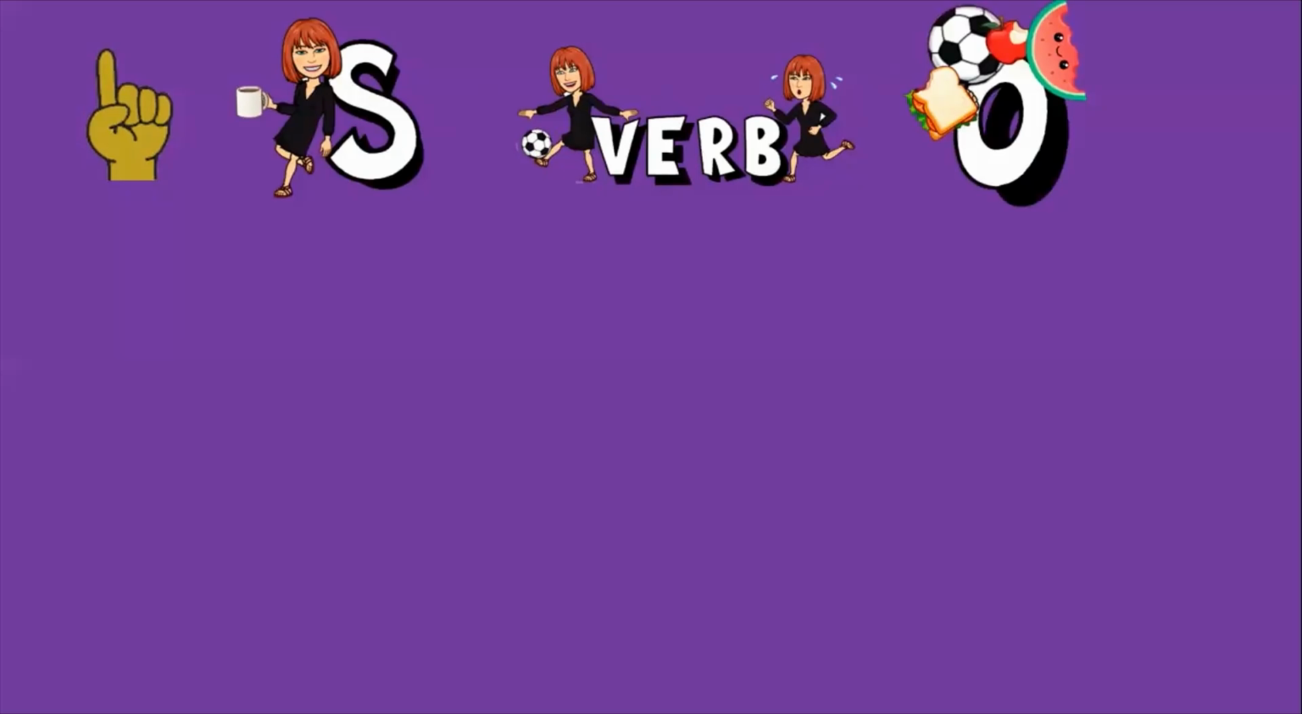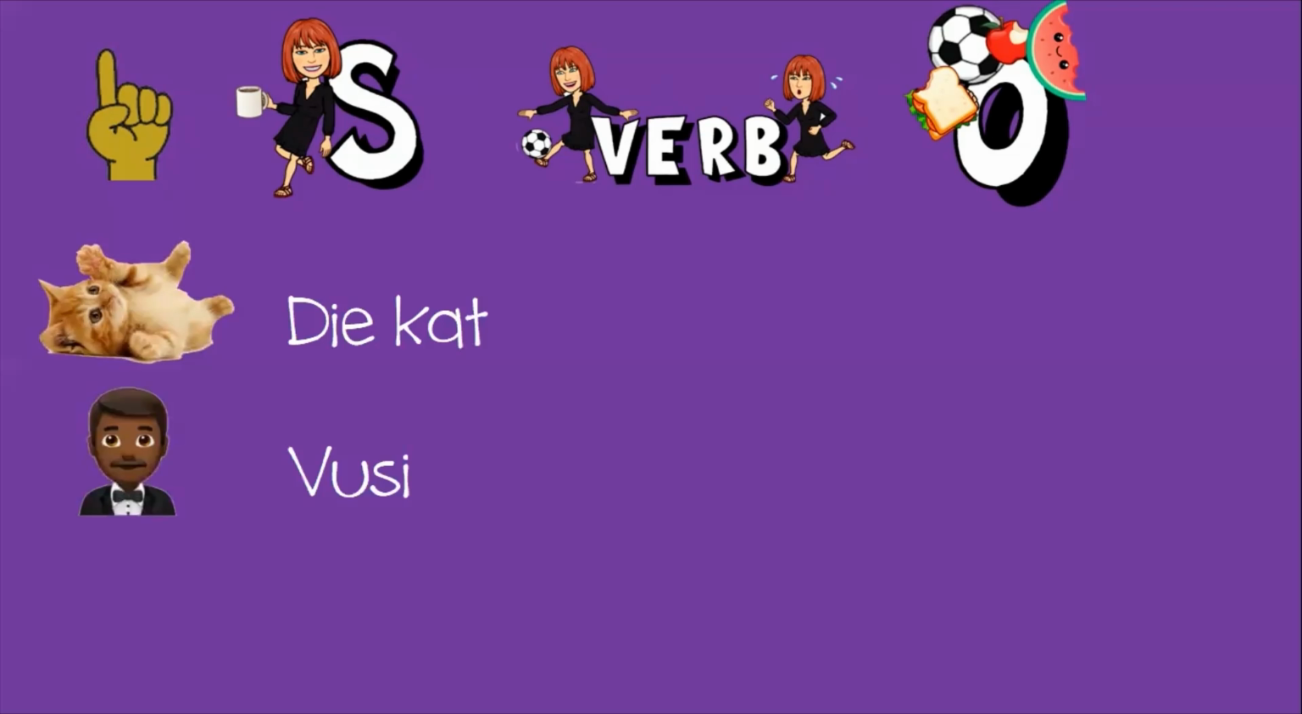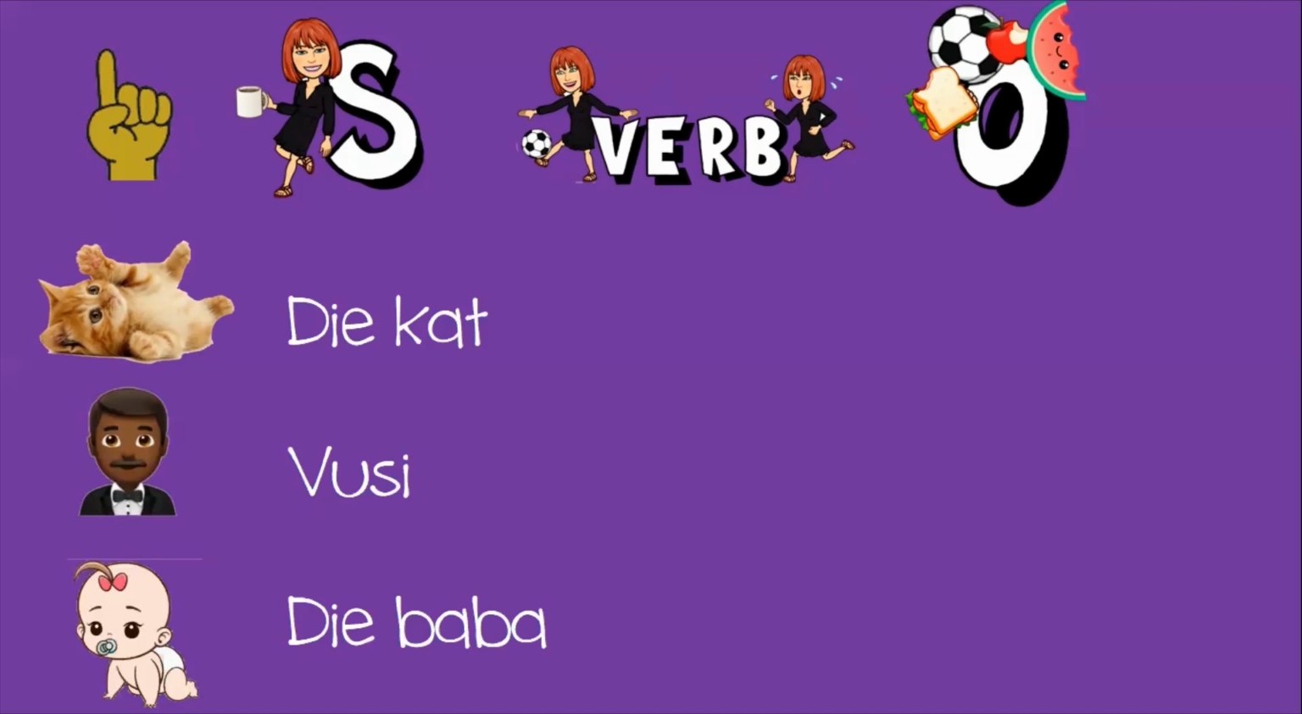Nommer 1. We need to establish the subject, the verb, and the object in a sentence. The subject is the person or the thing doing the action, the doer. Things like die kat, Woesie, die baba. And then the verb is the doing word, the action being done. Die kat, wat doen die kat? Die kat eet. Woesie, what is he doing? Hy sing. Die baba, wat doen die baba? Die baba drink.